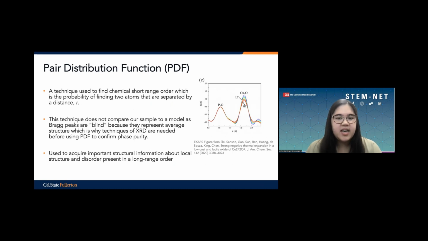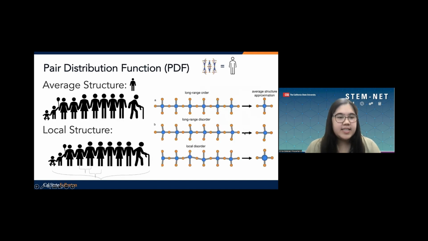In addition, the reason why I want to collect this data aside from XRD data is because these two are actually complementary. PDF can't allow me to confirm phase purity, but it will instead give me more information about its local structure rather than just the average structure that XRD techniques provide. So what exactly is average structure versus local structure?